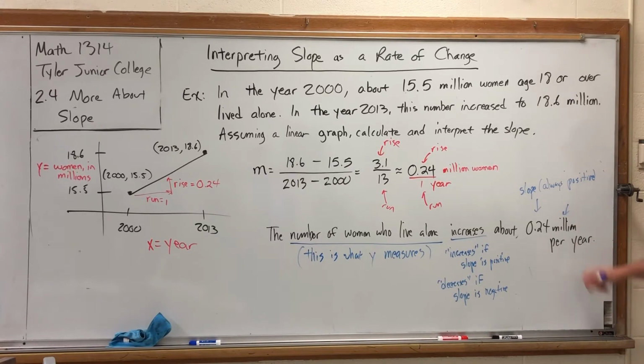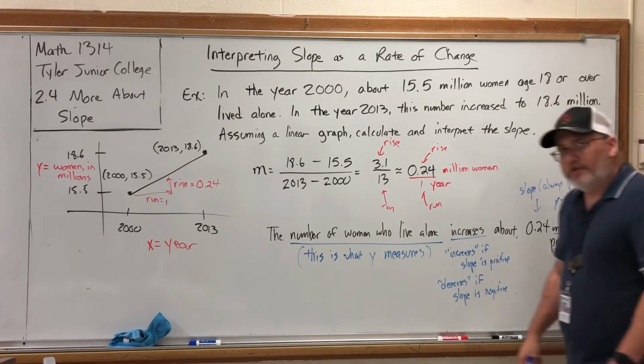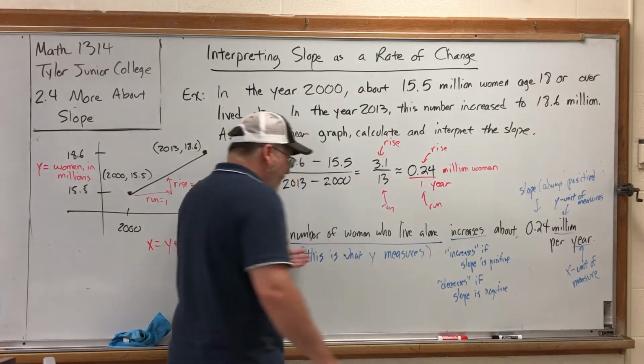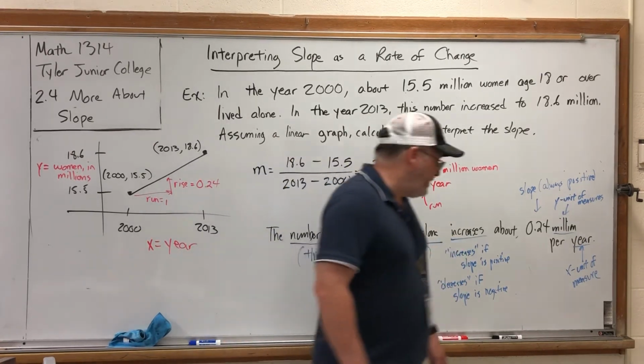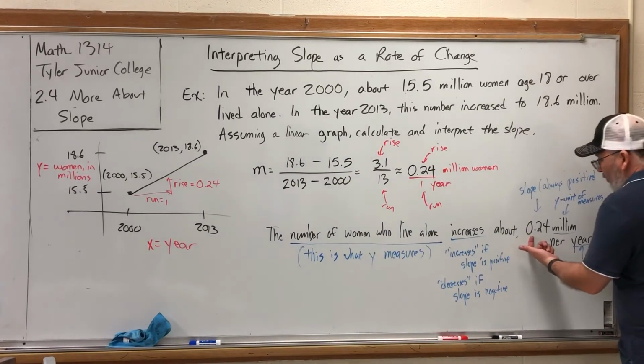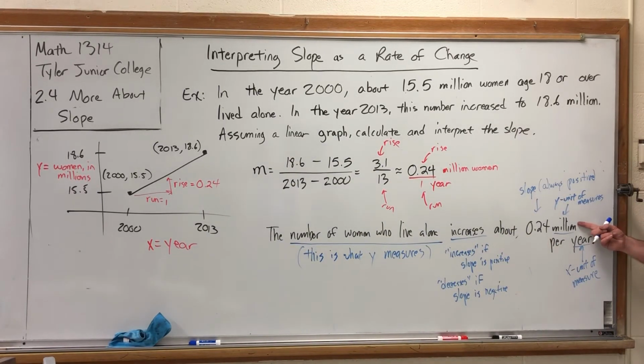The number that follows the slope is the y unit of measurement. What was your y measuring? Millions. Millions of women, to be specific. And whatever goes after the word per is your x unit of measure. In this case, x was measuring years. So you can actually build a template for interpreting a slope. Whatever my y is measuring increases or decreases depending if the slope is positive or negative, about, say the slope, but say positive, say the unit of measurement for the y per unit of measurement for the x.